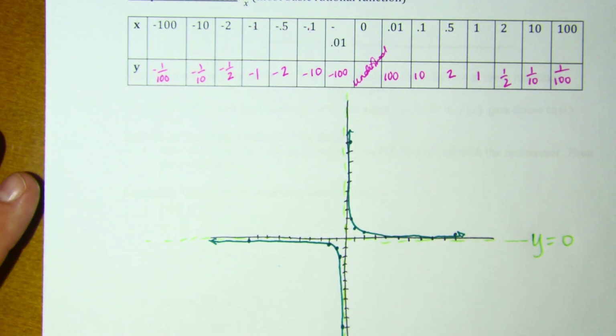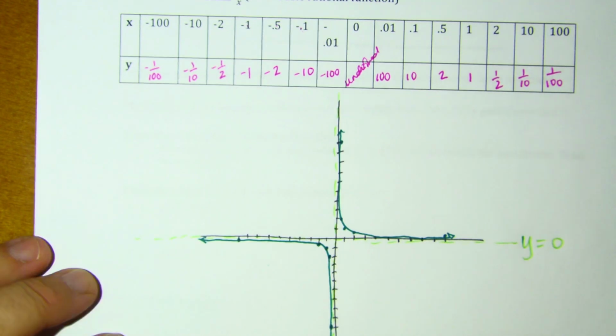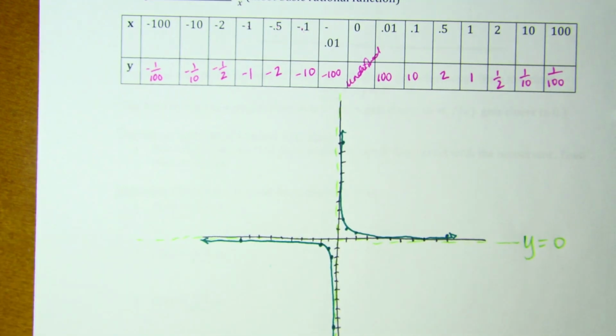Okay. So that's kind of how rational functions behave. They have these vertical and horizontal asymptotes. We're going to see that they can also have what are called slant asymptotes and these things called holes. So we'll look at that a little bit closer in just a minute here, but this is the most basic rational function that we could have.